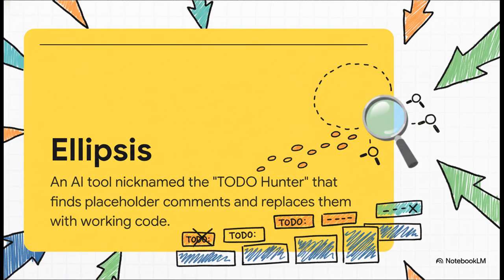Next up, we've got a tool called Ellipsis, and it has this perfect nickname, the To-Do Hunter. Come on, we all do this, right? We leave these little breadcrumbs all over our code, comments that say, /to-do. I'll get back to this later. Well, Ellipsis is the agent that actively hunts those down and actually finishes the job for you.